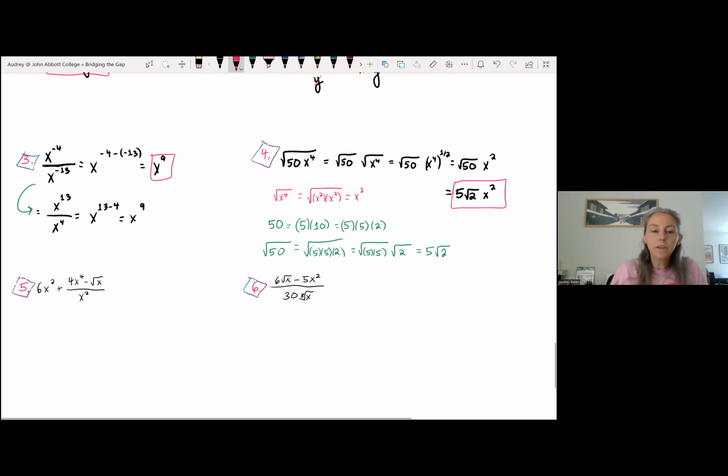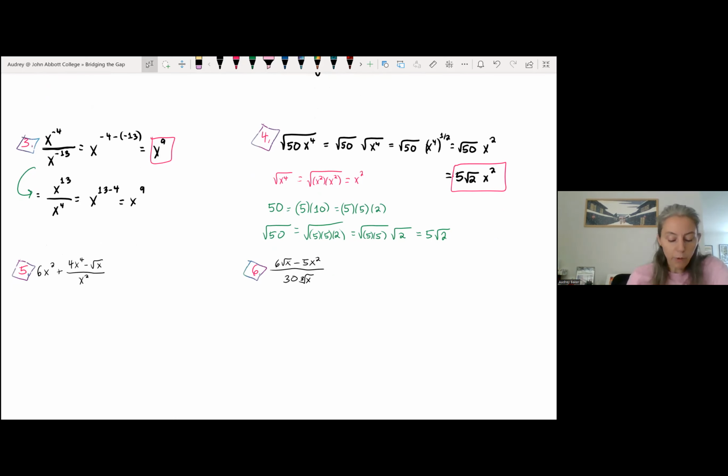All right, now we've got 2 problems left, and both of these problems are really common problems in calculus. This is the type of thing that you're going to be simplifying a lot. So let's pay careful attention to them. Now, in number 5, we have 6x squared plus 4x to the fourth minus the square root of x over x squared. Now, it's important to remember that there are these implied parentheses around the numerator. If you're confused about that, make sure that you watch the order of operations and implied parentheses video.